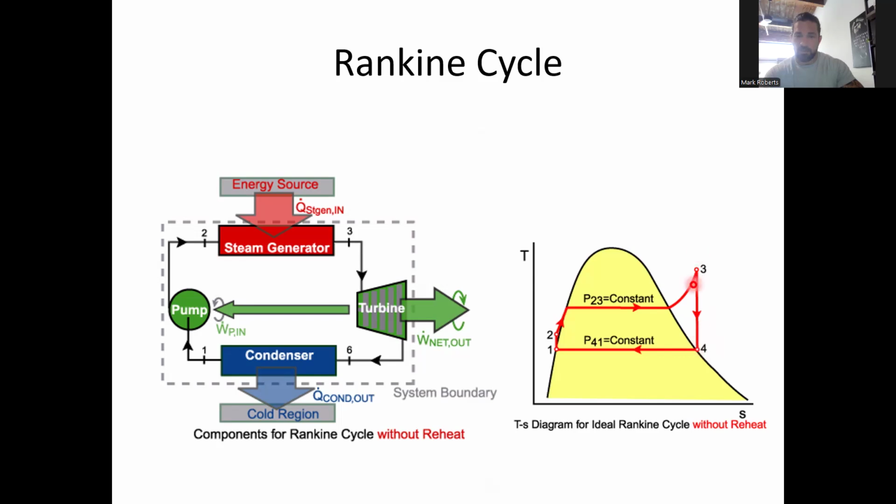Okay, so now what's coming out of the turbine is going to be nearly saturated vapor, and then that saturated vapor is going to be condensed. So we take the saturated vapor and condense it down to a saturated liquid, just converting all of the vapor to a liquid at the same temperature and pressure.